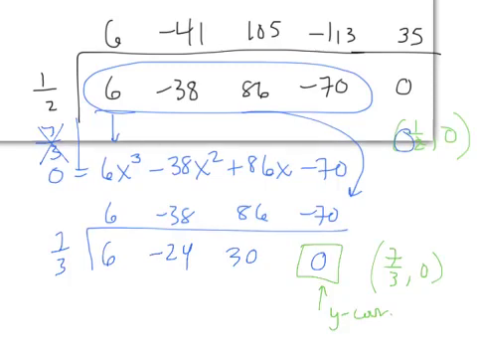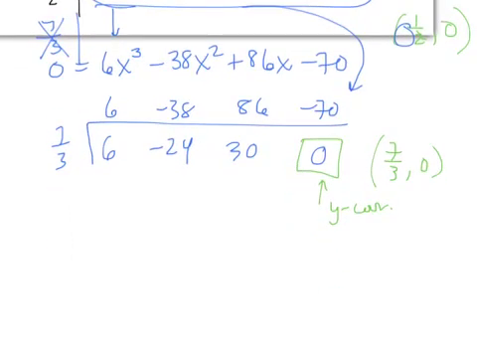Now the depressed equation from this can be solved using the quadratic formula or by factoring. It'd be 6x squared minus 24x plus 30. We set that equal to 0 to find its roots. We can solve this by any means, quadratic formula, completing the square. Either way, when solved, we get x equals 2 plus or minus i.